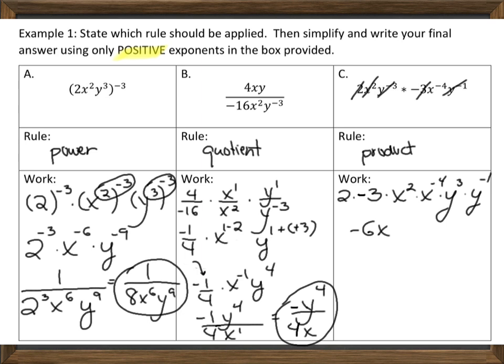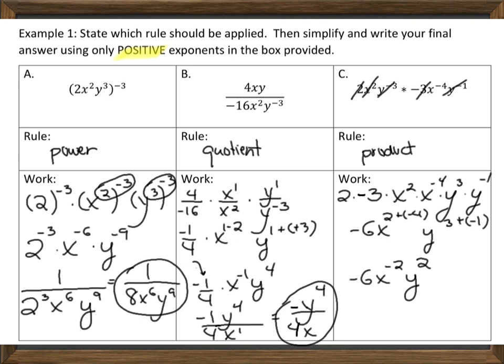Then think about our exponents. The product rule tells me to add. So I have 2 plus negative 4, and then I have 3 plus negative 1. So 2 plus negative 4 is the same as 2 minus 4, which is negative 2. 3 plus negative 1 is the same as 3 minus 1, which is just 2.